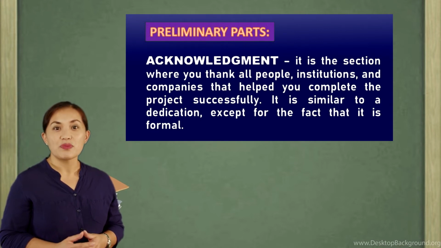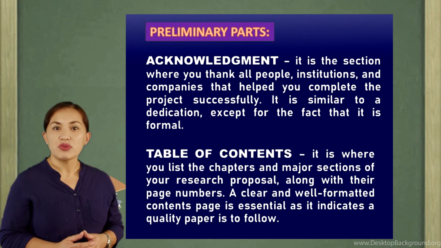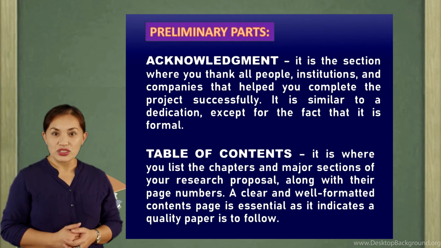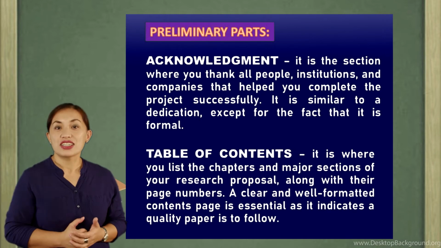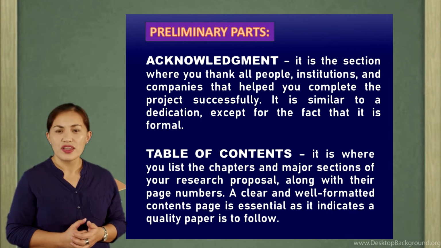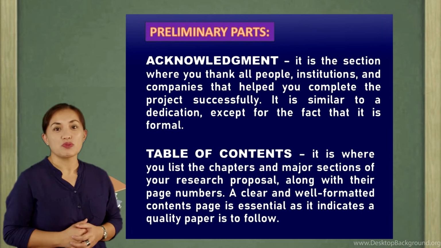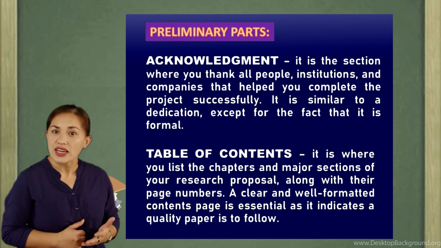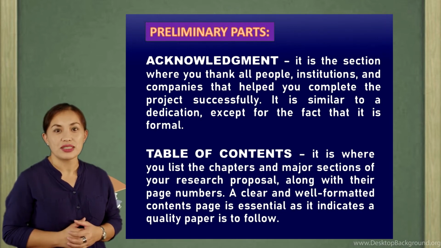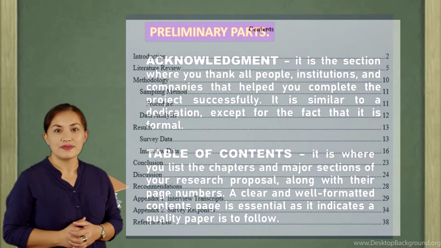Our third preliminary part of a research proposal is the table of contents, which I believe we are all familiar with, right? The table of contents is where you list the chapters and major sections of your research proposal, along with their page numbers. A clear and well-formatted contents page is essential as it indicates a quality paper is to follow. Actually, the parts of the research proposal shown earlier will be the exact content of your table of contents. Here is an example.